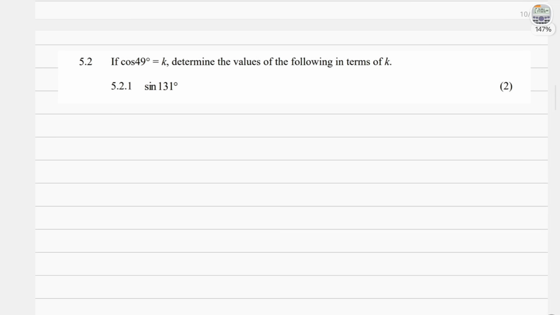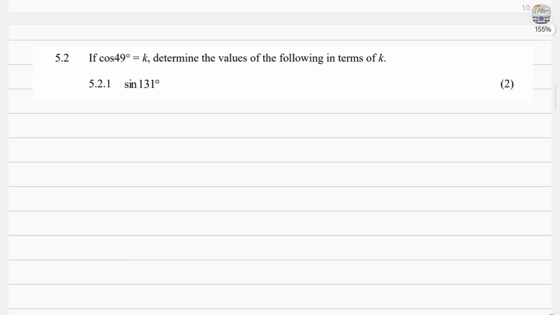Question 5.2 says, if cos 49 degrees is equal to k, determine the values of the following in terms of k. Okay, so cos 49 degrees is equal to k. What are these in terms of k? This is also a trig diagram. It can be a trig diagram. You can answer it with, well, it's not going to be that easy depending on what they ask you. But the easiest way to deal with this is to actually draw a diagram.